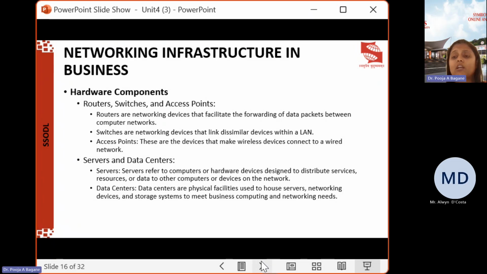Then another aspect of this particular networking infrastructure is the network protocol.